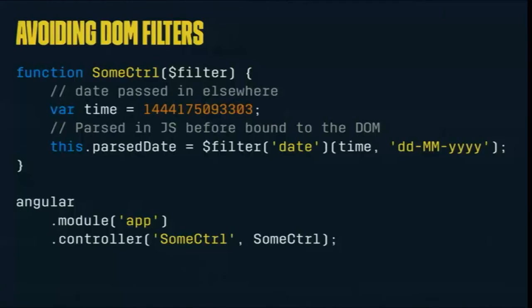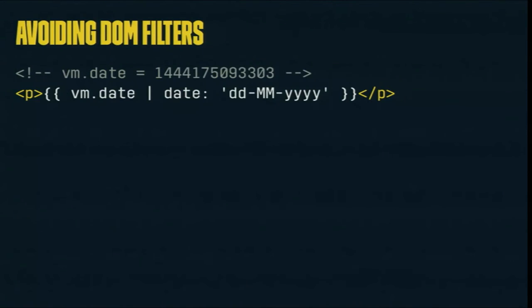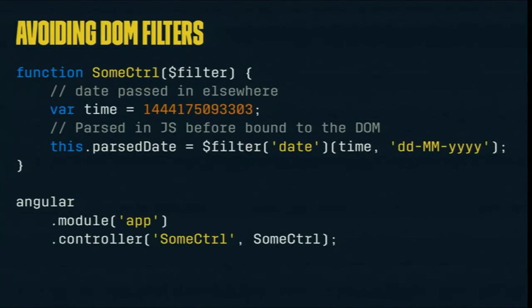So if we look here, we've got some controller, we've used dependency injection, we've injected the $filter provider, and then instead of doing vm.date, pipe date, and then letting Angular do all that stuff, we can do it in JavaScript, which is a lot simpler. It makes the testing a little bit simpler because we don't have to rely on the 2 different values. We've got the milliseconds in the controller, we've got the parsed output in the DOM. We can just have the same format.